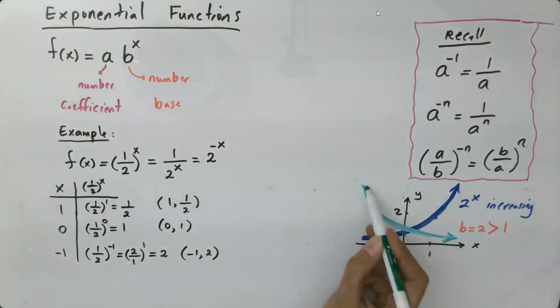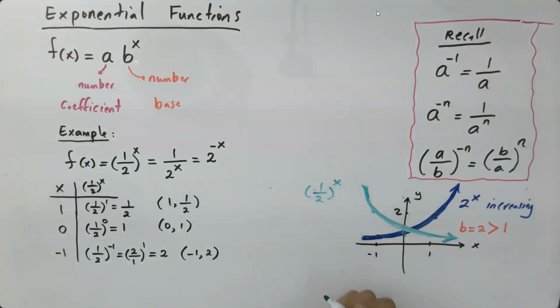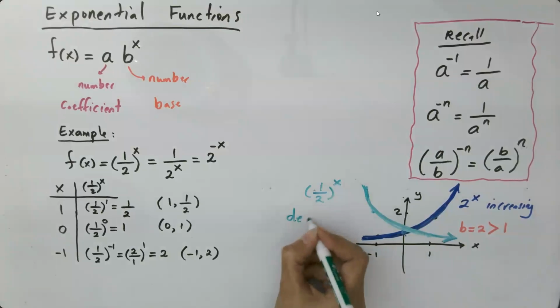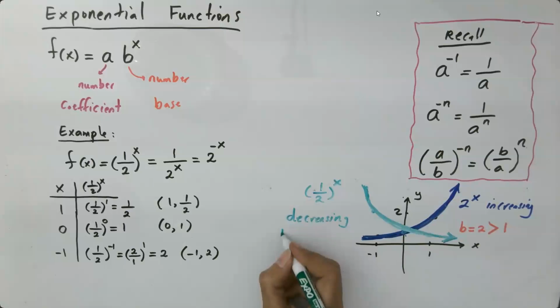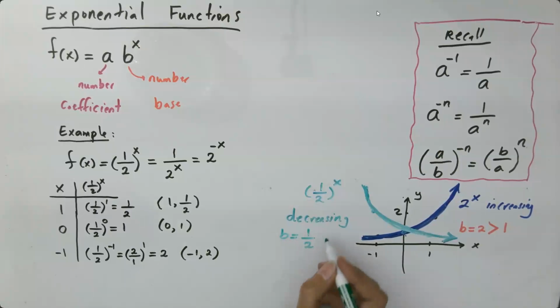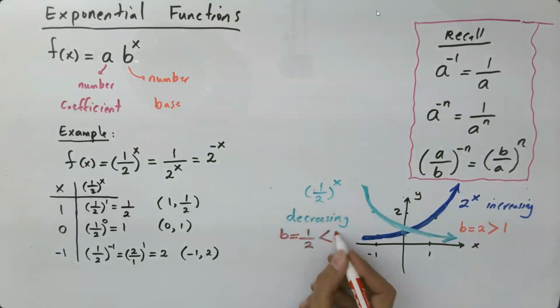So if you have a half to the power x, you're going to have a decreasing function. Remember that b, or the base, is a half. A half is in between 0 and 1. Very good. So this is our observation so far. Based on our observation, we can write a nice conclusion.